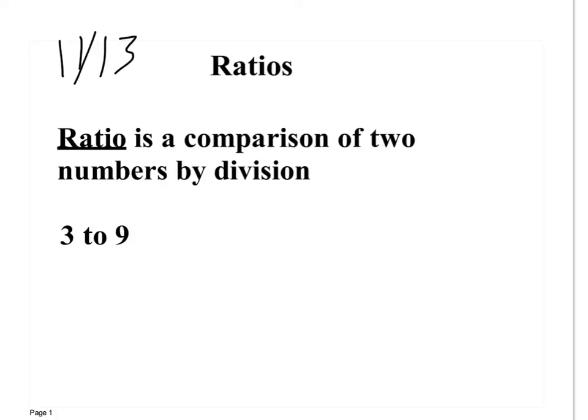Today we're doing ratios. A ratio is a comparison of two numbers by division. So if they tell you a ratio of 3 to 9, you write it just like a fraction, 3 over 9. They might show it to you like this. You still write it as a fraction, 3 over 9.